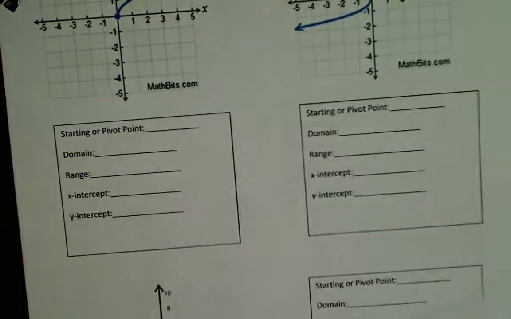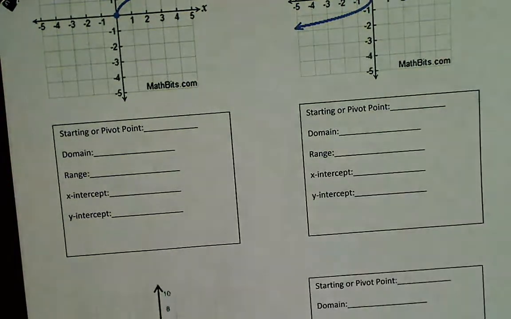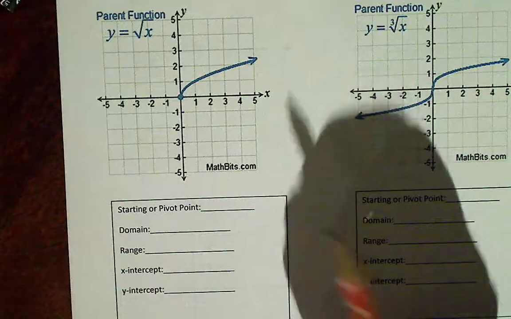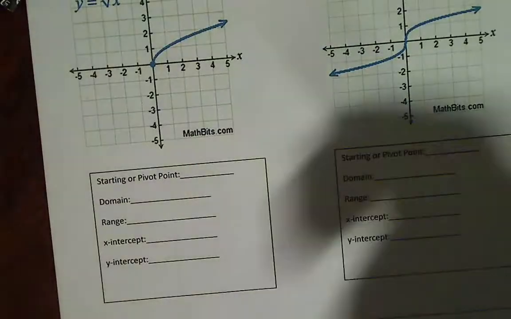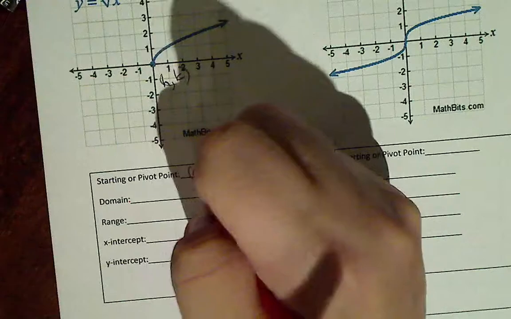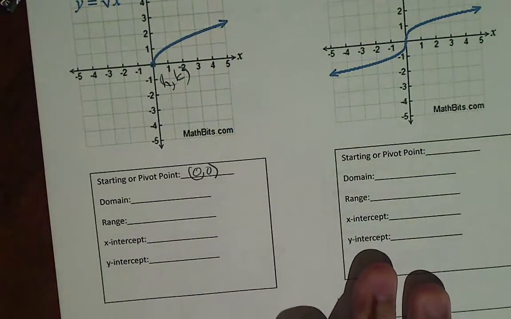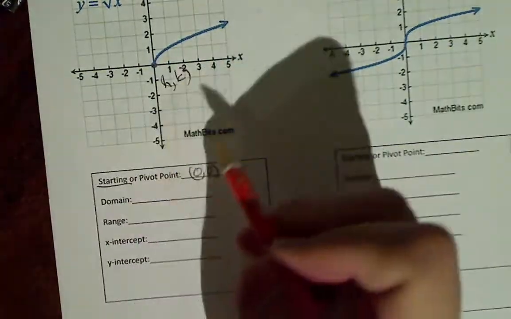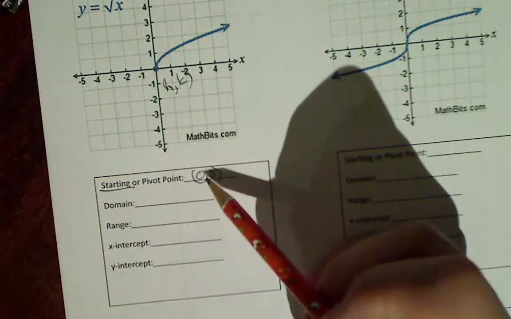All right. So the next thing I'm talking about is domain, range, and intercepts. Okay. So you're given a graph. You have a parent function. Again, you're starting at a pivot point, from what I talked about a minute ago, which is this point right here. That's what we call H, K. And in this case, my starting pivot point would be 0, 0. In this case, it's a starting point. So that's what I'm looking at.